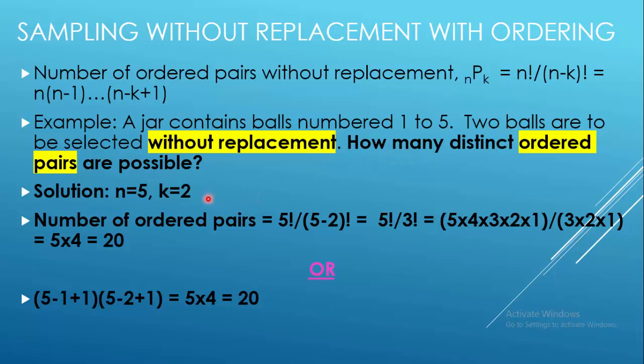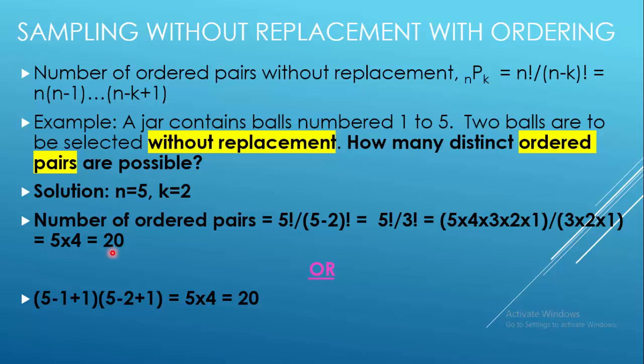So we just simply plug these values of n and k into this equation over here, and we get 5 factorial divided by (5 minus 2) factorial, which is equal to 5 factorial divided by 3 factorial, which is equal to 20.